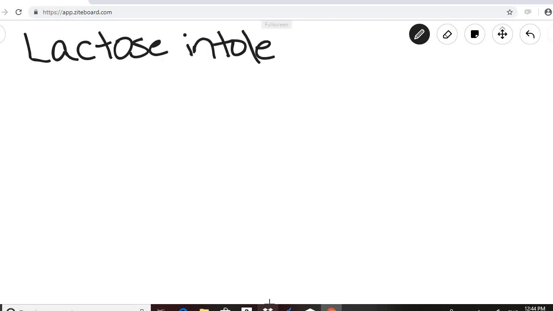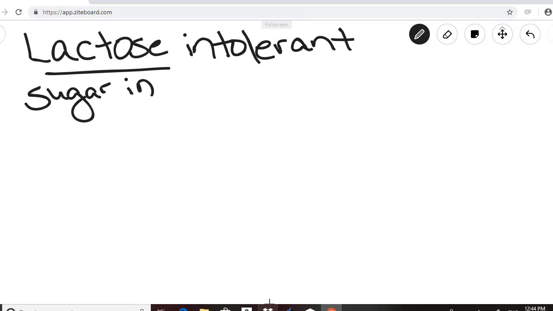Some traits that maybe you have heard of. There are some people who can't tolerate lactose. Lactose is the sugar that is in milk. And so some of these people might need to drink milk alternatives that don't have lactose in, where you can buy milk in which the lactose has been removed.